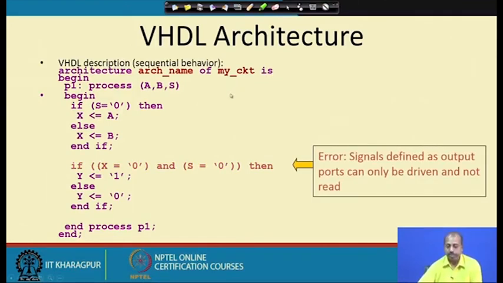There are some restrictions, like signals defined as output ports can only be driven and not read. For example, x is defined as an output port, and if I am trying to read the value of x here, that is not possible, because that is an output from my entity. I cannot read it. In this way, VHDL can catch many of these errors from the description itself. These are some of the advantages that we have with VHDL. It can catch this type of design error very easily.